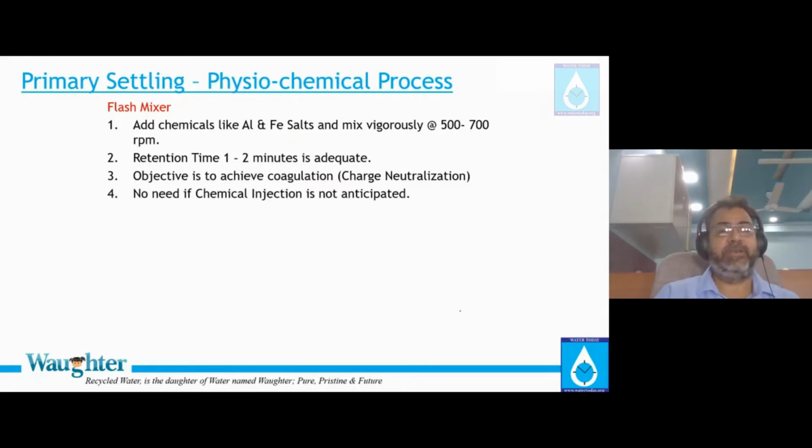Please understand, it is not necessary that every time you require flash mixing, coagulation, and all that. If you know your particles are already coagulated, you don't require this step. Then we come to flocculation.